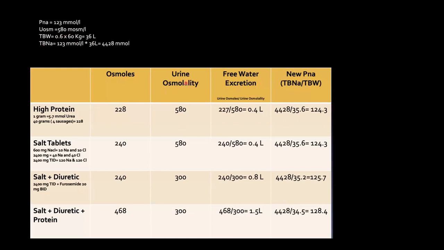Okay. So now you know that this patient's urine osmolarity is 580. And you know that whatever changes I make, he will pass a certain amount of urine. So urine volume is urine osmoles divided by urine osmolarity. And the patient's new plasma sodium will be total body sodium divided by the new total body water. And that will give you the plasma sodium. Okay. Now let's see what happens when I give this patient a high protein diet.